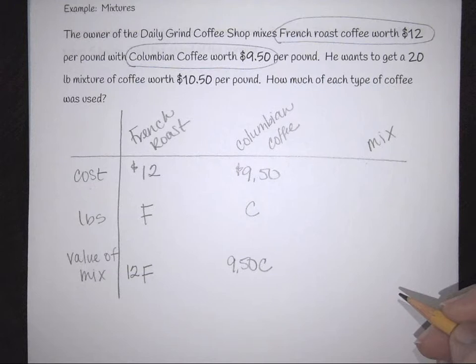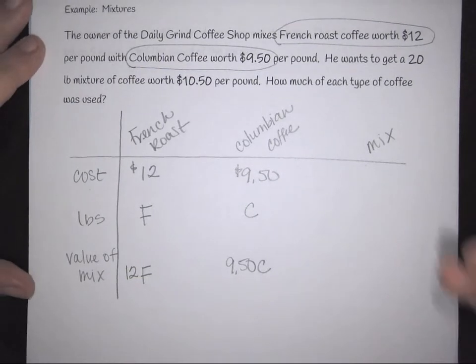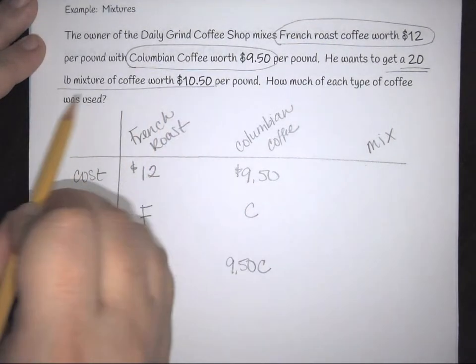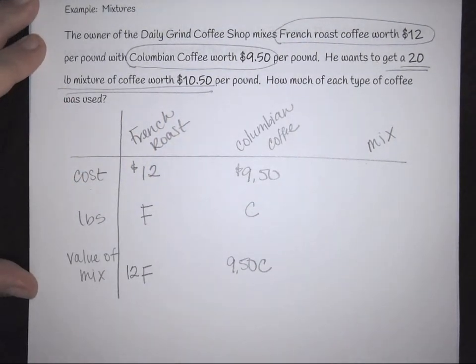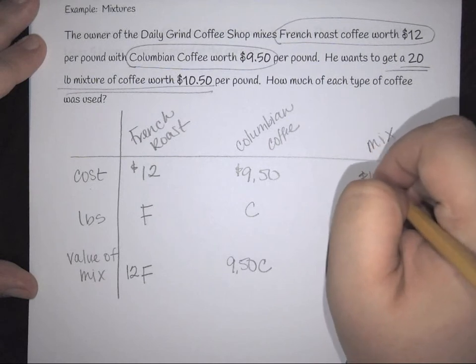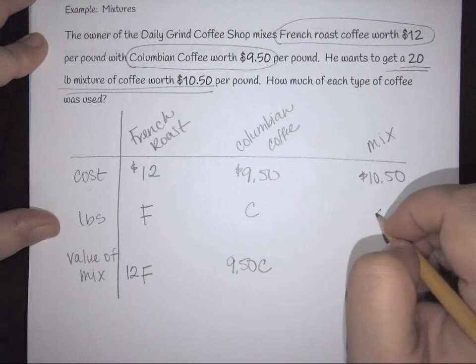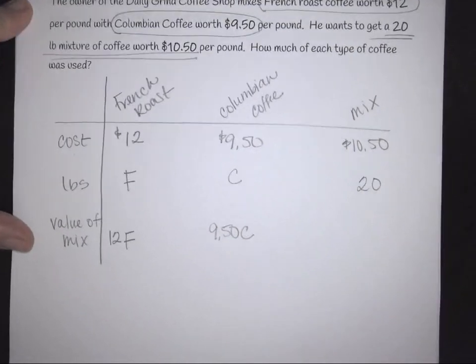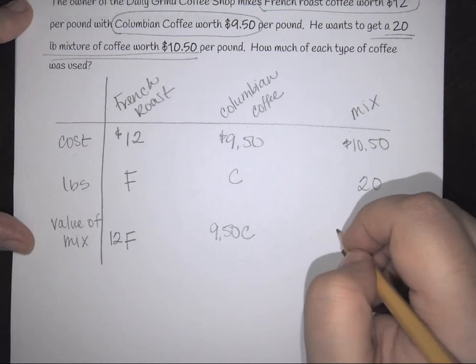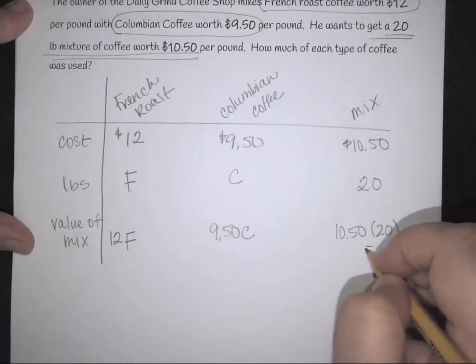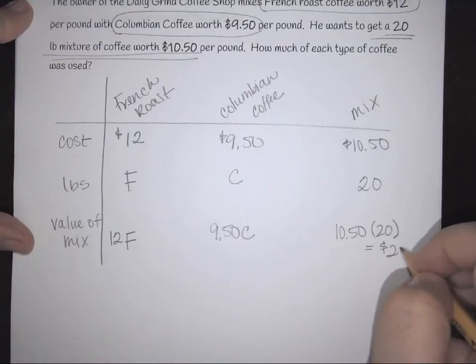Last, I've got information about my mixture. So my mixture here, I want 20 pounds of mixture worth $10.50. So the cost that I have here is $10.50. That's my desired. The amount of pounds that I want is 20, which means the value has to be $10.50 times the 20 pounds I want, which is going to give me a value of $210.